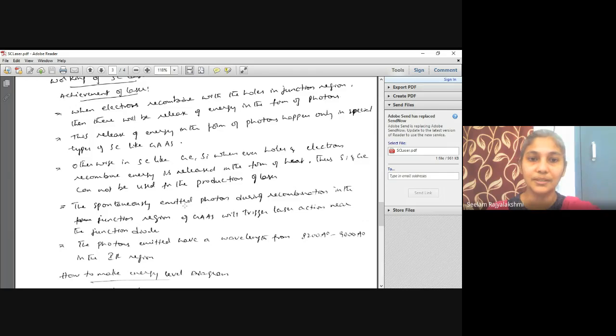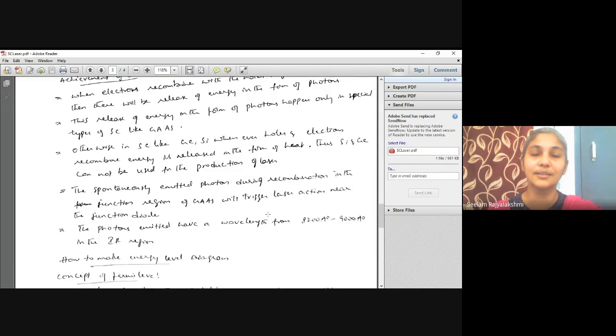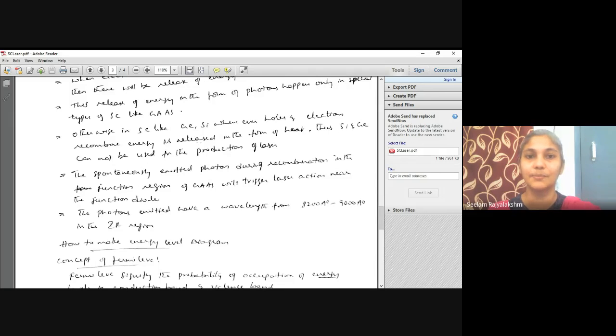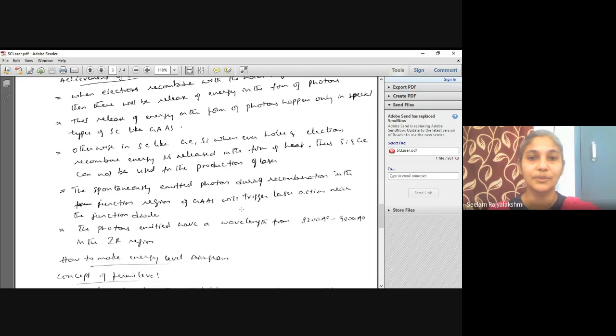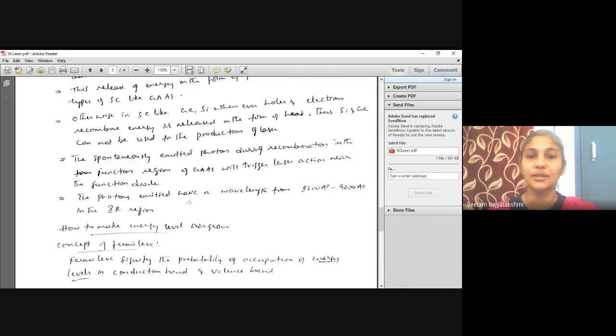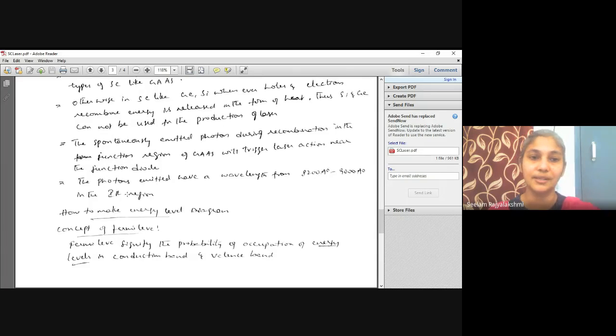So the spontaneously emitted photon during recombination in the junction region of gallium arsenide will trigger laser action near the junction diode. That means only some of the semiconductors produce the laser, but not all. Germanium and silicon produce heat, but it is not the lasing action. Gallium arsenide produces the lasing action. The photons emitted have a wavelength of 8000 to 9000 angstroms in the infrared region.